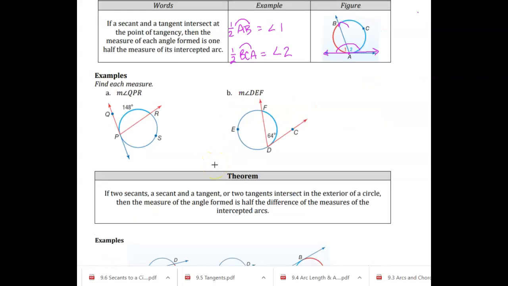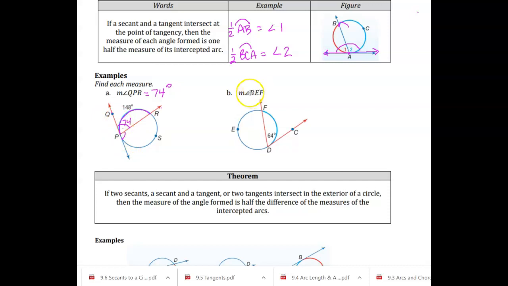All right, let's look at some examples. On part A, it says find the measure of angle QPR. So here's QP to R. Remember to go in order. So this is the angle that we're looking for. I could also have found the other angle measure, but we'll do that later. If that's the angle, its intercepted arc is arc PR. And if that's 148 degrees, we'll take half of that. So 74. Keep in mind, I could have also found this angle measure because these two add up to 180.